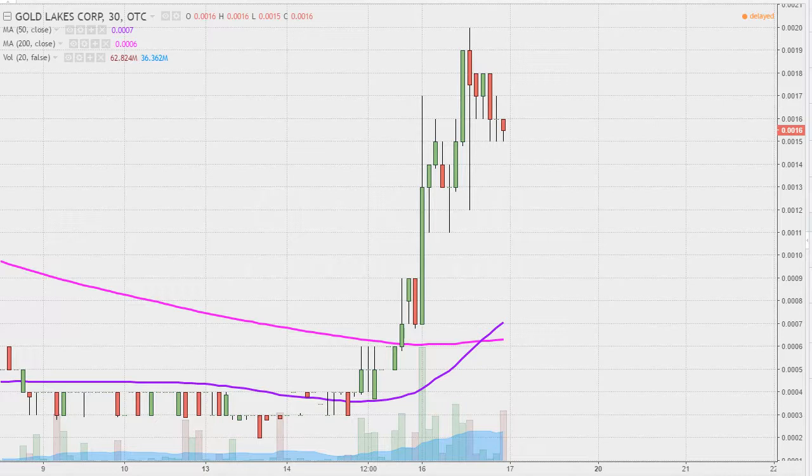So I don't mean to state the obvious, but I will anyways. Very, very nice move here today, with good solid volume. So let's map out some areas of support, then we can talk about areas of resistance.